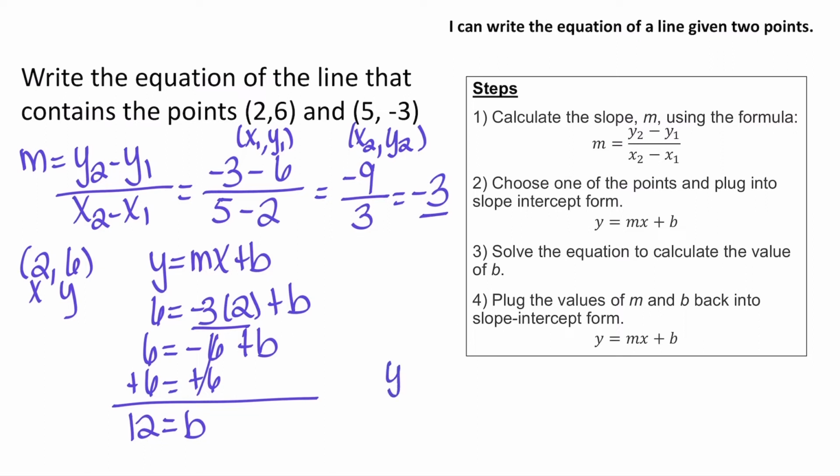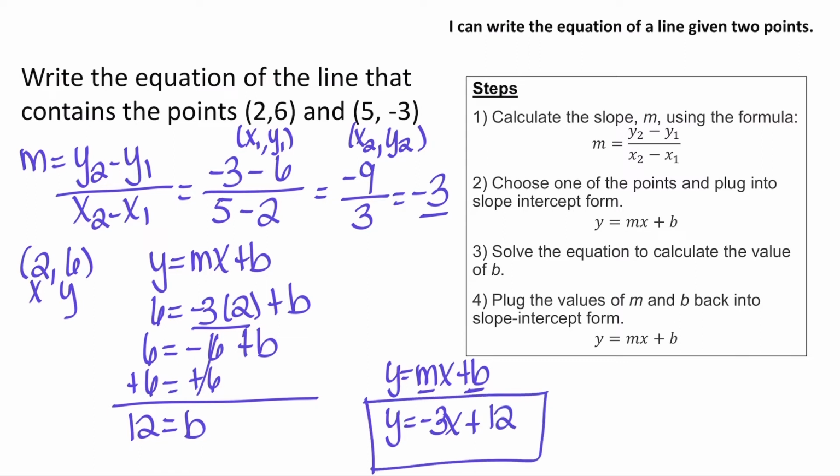I'm going to go back to y equals mx plus b and plug in the values of m and b. So I have y equals negative 3x plus b, which is 12. And that is the equation of the line.